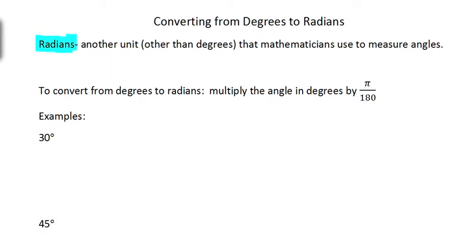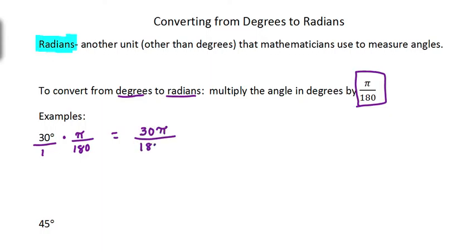If you're given an angle that is in degrees and you want to go to radians, you're going to multiply the degree measurement by pi over 180, and then you're going to simplify. So let's start with 30 degrees. If I take 30 degrees multiplied by pi over 180, and I want to make this a fraction, I just put it over 1. So that means I have 30 pi divided by 180.